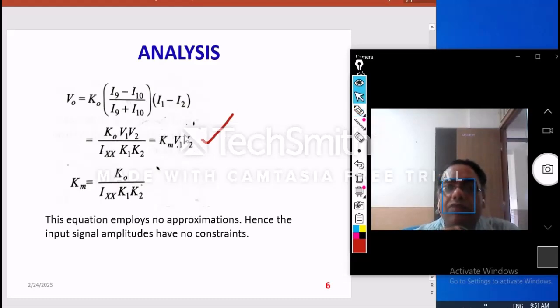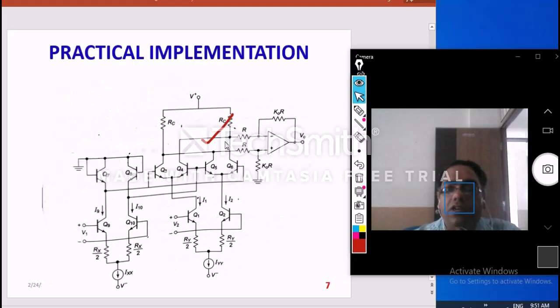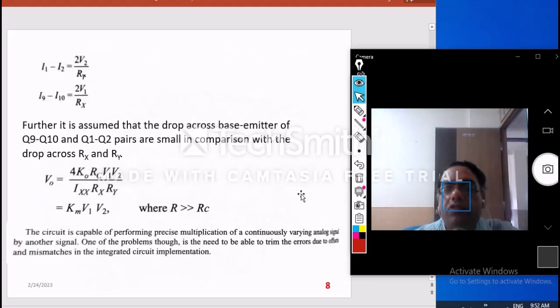Now for the practical implementation, we can do like this. Voltage to current converter can be used in this way practically by employing these two resistors here, and here employing the op amp. So here I1 minus I2 can be written in this form. This has to be remembered, and similarly I9 minus I10 can be written by this expression.